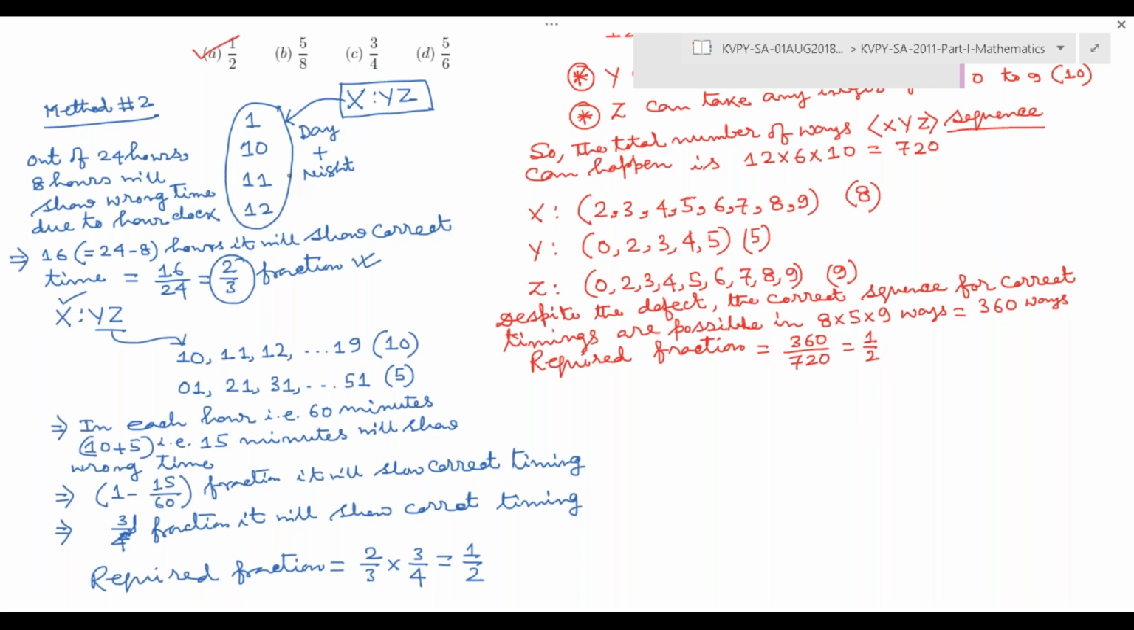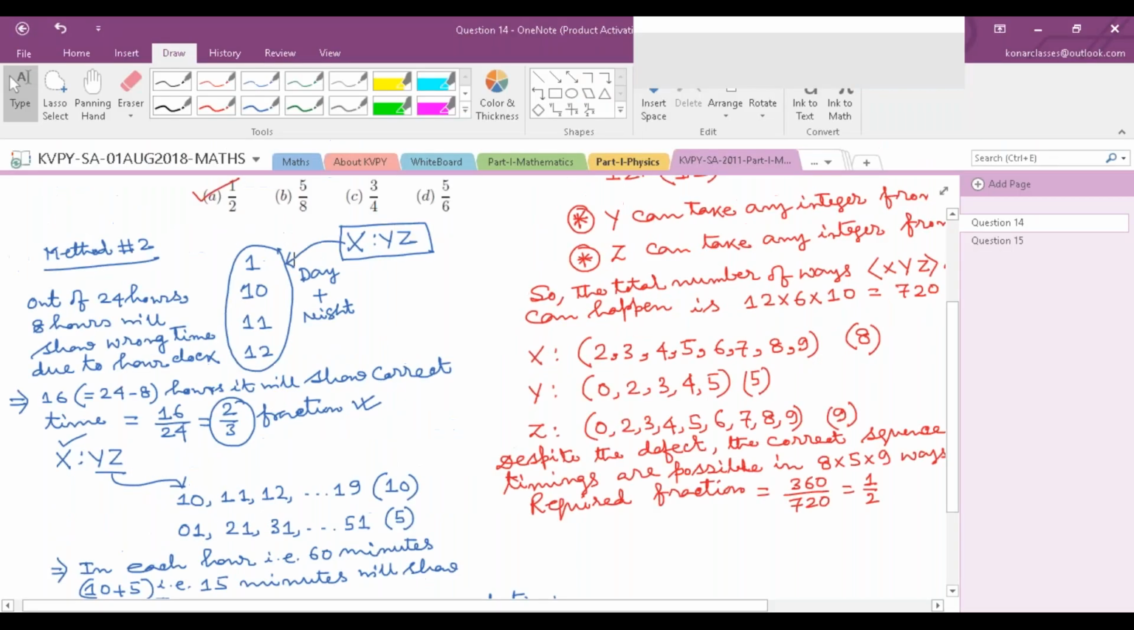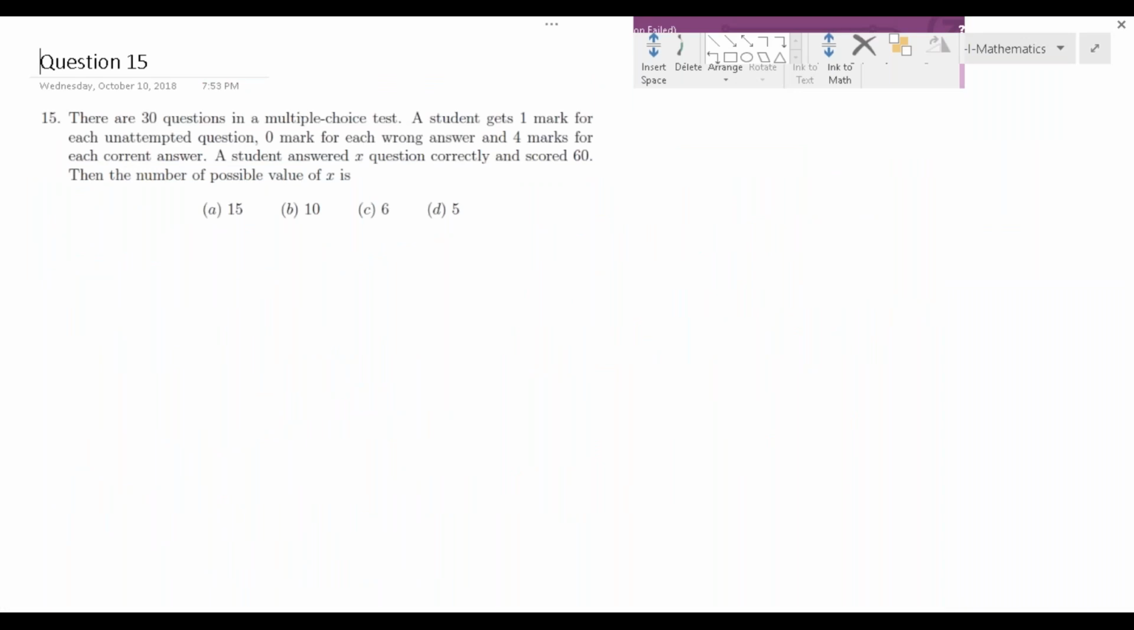Okay, all right. So let me proceed to the next question. If you look into the next question, I gave little hints in the last class. There are 30 questions in a multiple choice test. A student gets 1 mark for each unattempted question, 0 mark for each wrong answer, and 4 marks for each correct answer. A student answered X questions correctly and scored 60.